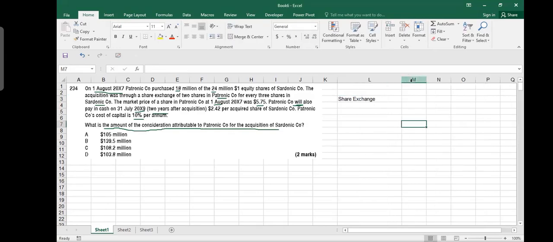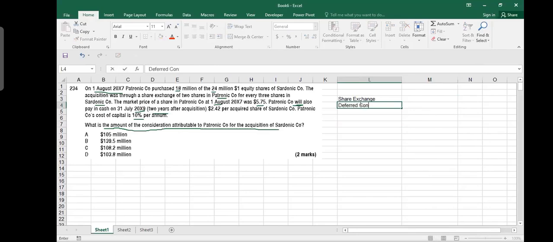Keep one column broader and another column also broader to show your calculations, and then the last one is for calculation. So there is a share exchange and there is a deferred consideration. So there are 2 promises, 2 things which we are going to give. For the share exchange, we are buying 18 million shares, and I always use 3 zeros on the top. 18 million shares we purchase, and for every 3 shares we are giving 2 shares. So you can call it 18 million multiplied by 2 divided by 3.